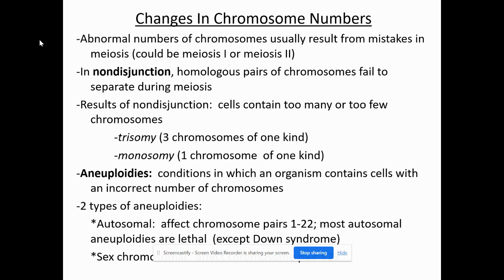And then if it's an aneuploidy in the sex chromosomes, in the last set of chromosomes, that's a sex chromosomal aneuploidy caused by non-disjunction. And that affects the last set of chromosomes.